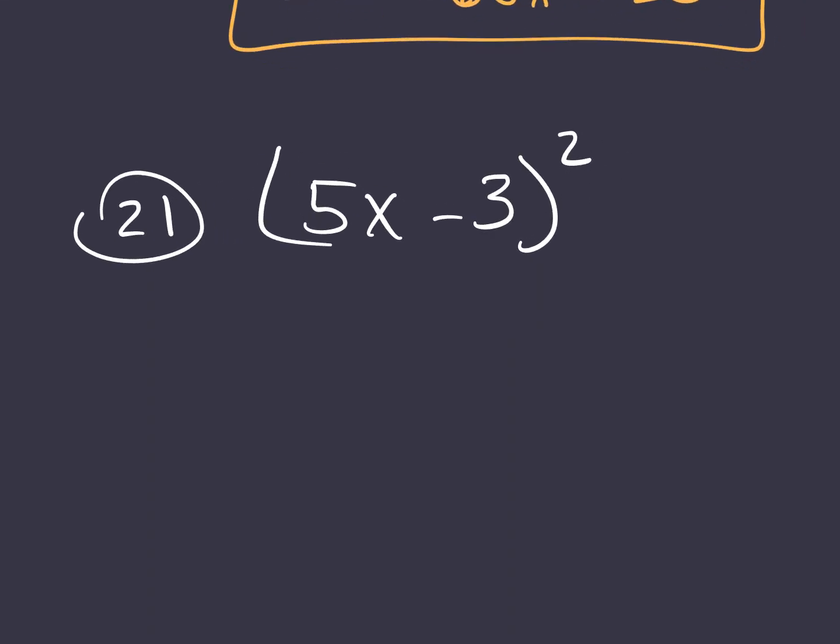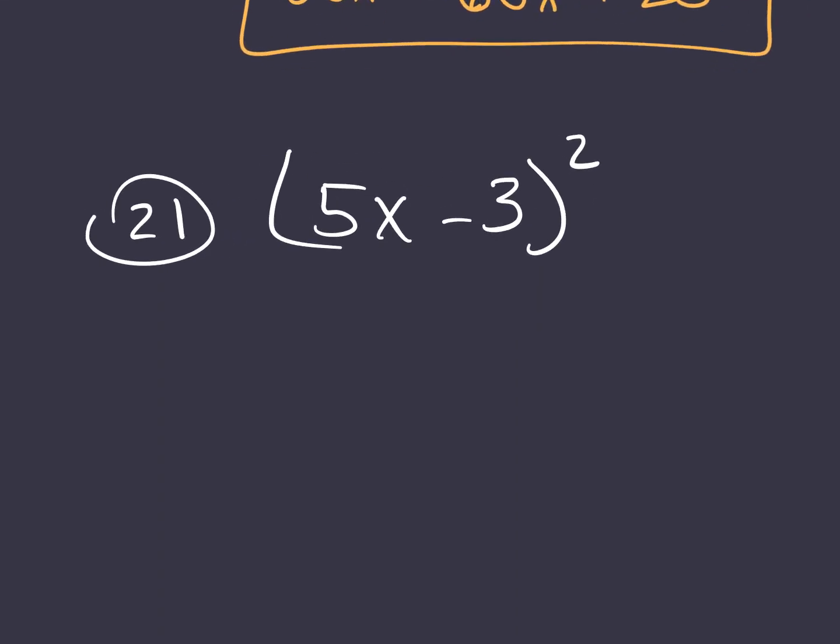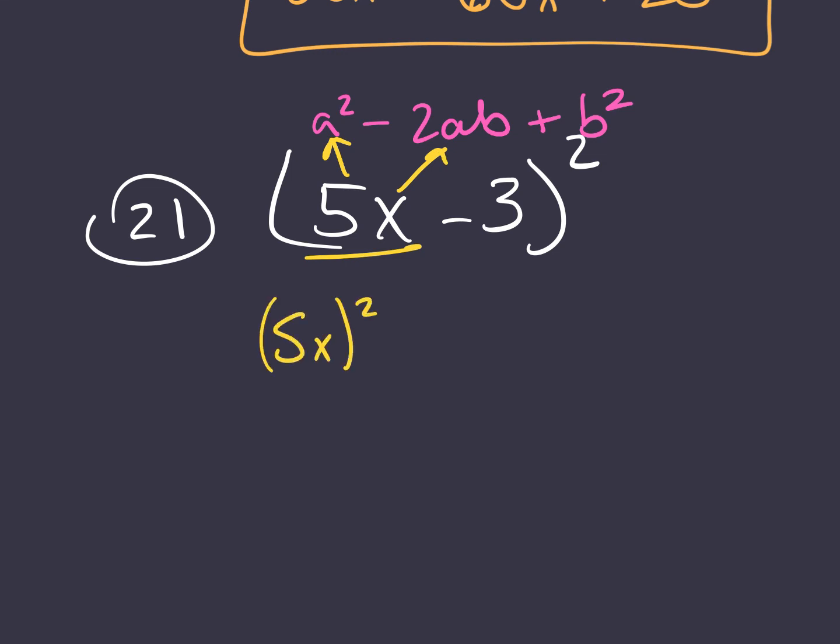All right, last one, 21. So again, we have a binomial squared. So it is a squared minus 2ab plus b squared. What's my a here? 5x. So that goes into the a's. So this will be 5x squared minus 2 times 5x. What's my b? 3. So that goes into the b's. So it'll be times 3 plus 3 squared.